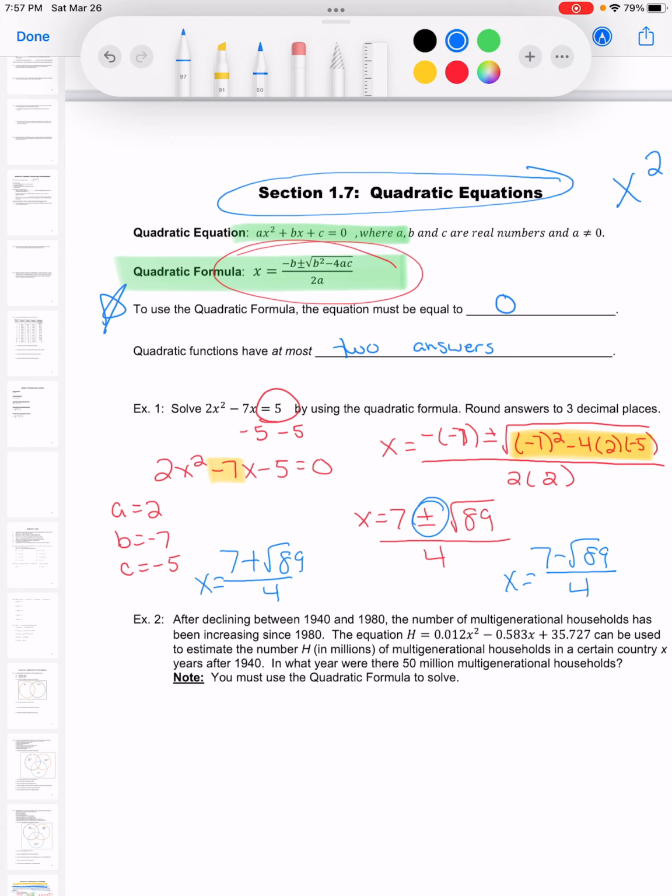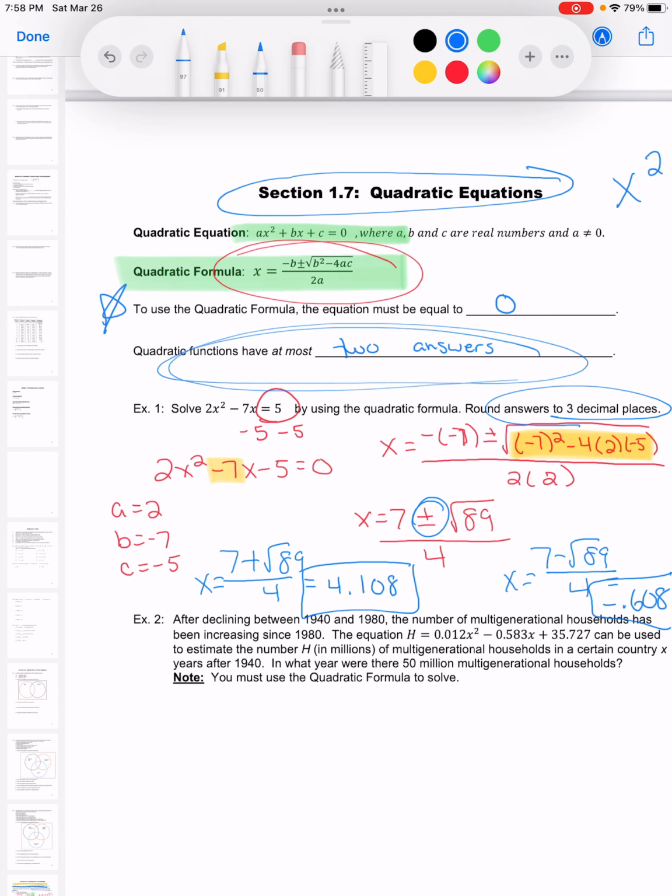Get that answer. It's going to be some crazy decimal, and then divide that by 4. And my directions say I'm going to round to 3 decimal places. So that is going to give me 4.018 and then negative 0.680. So those are my two answers. And I can keep those two answers because I can have up to 2 answers.